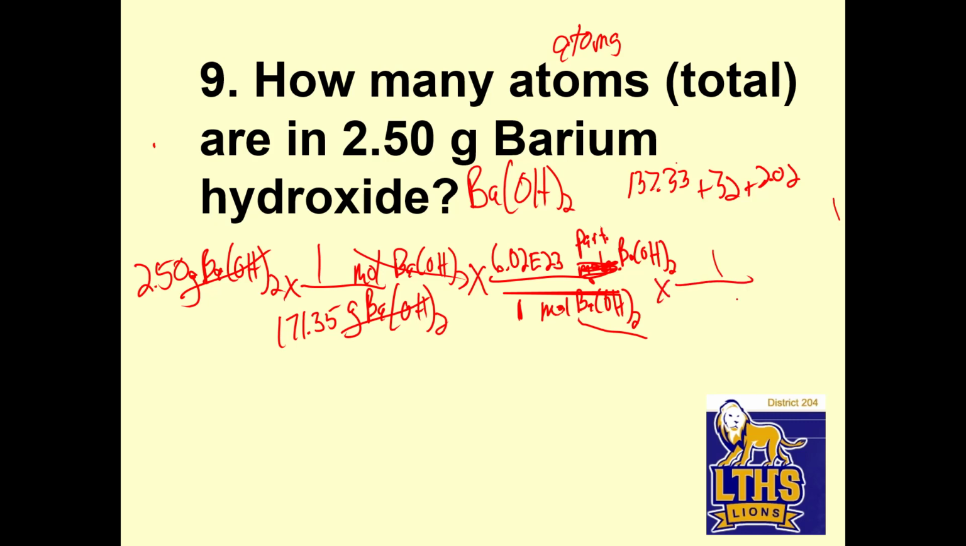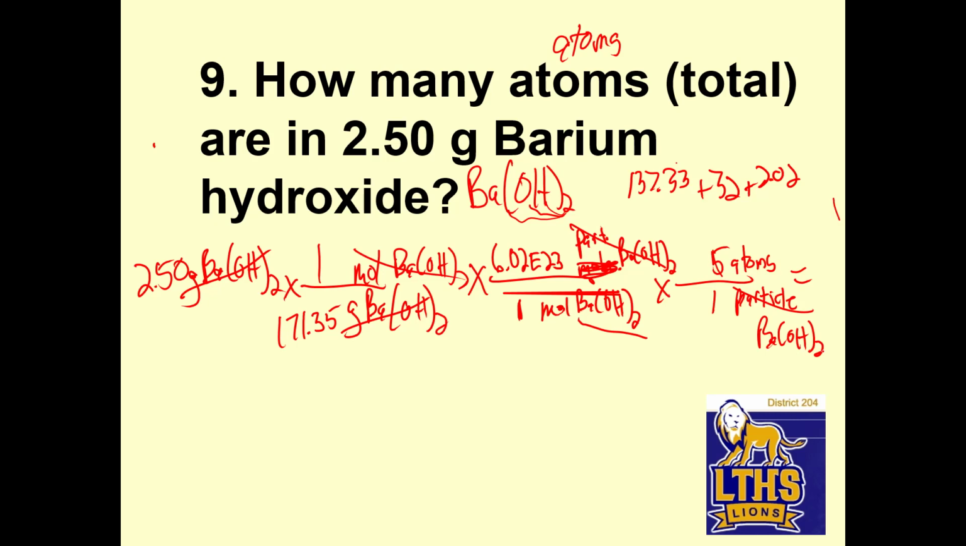Now, a particle is not a mole, so I'm going to put a particle down here. But I do know there are 2, 4, 5 atoms in one particle. So when I do that, that will give me the total number of atoms. And notice that cancels out particles of BaOH taken twice.